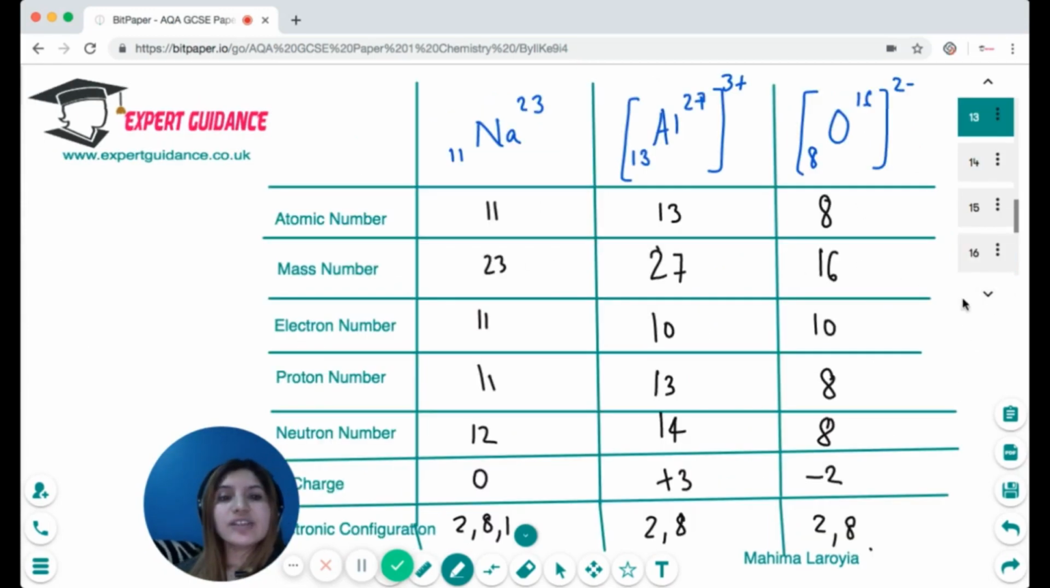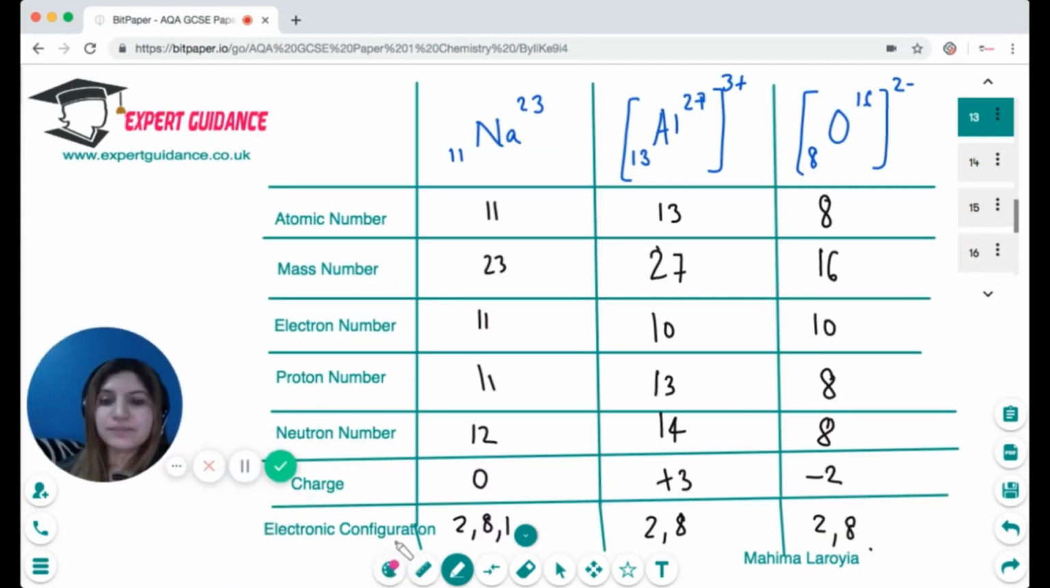Okay, so now let's take an example. You can see that I have made 3 tables. In one, I have put a sodium atom, and since it is an atom, it will have an equal number of electrons and protons. I have added aluminium 3+ ions. Since it is a 3+ ion, it means it has fewer electrons and more protons, and oxygen 2- means it has more electrons than protons. Now you will follow the same tactic.